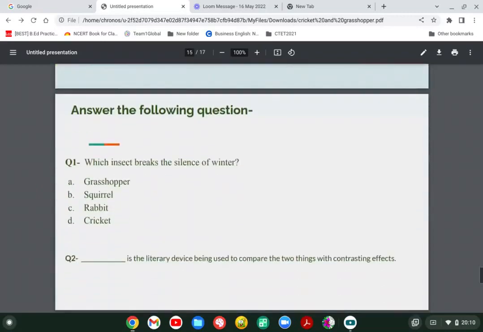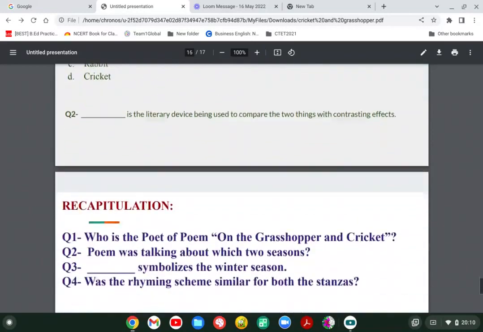Now you have to answer me: which insect breaks the silence of winter? Very good, that's cricket. Dash is the literary device that is used to compare two things with contrasting effects. If you remember the first picture, then you will remember what the answer is.